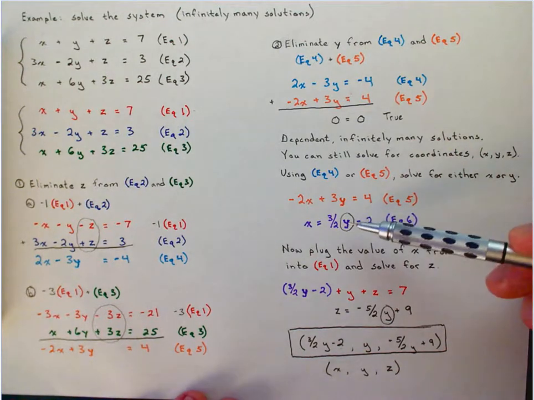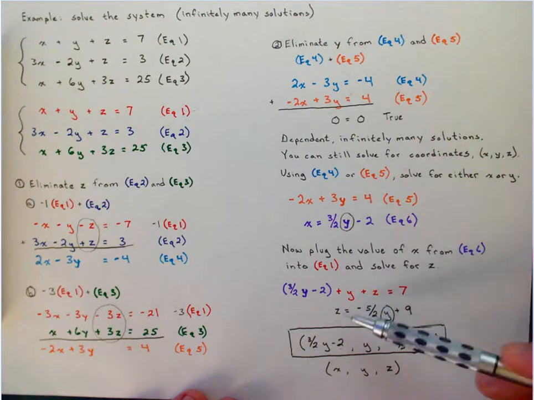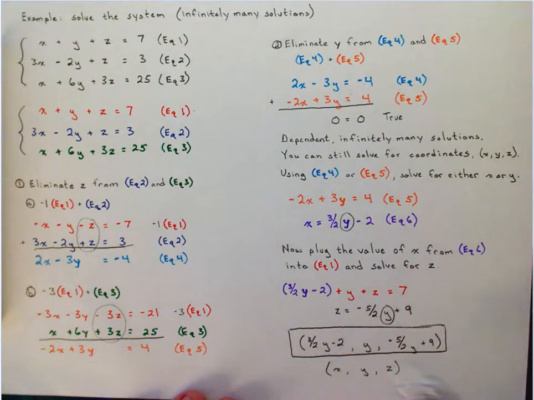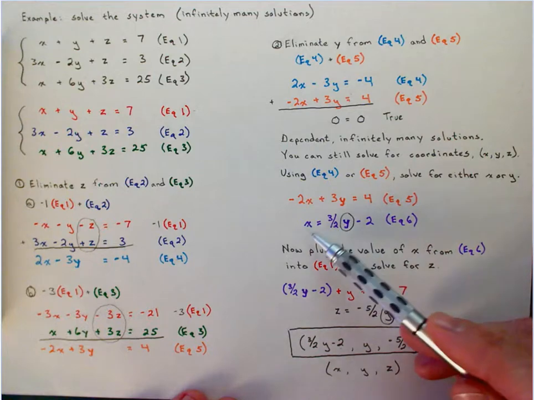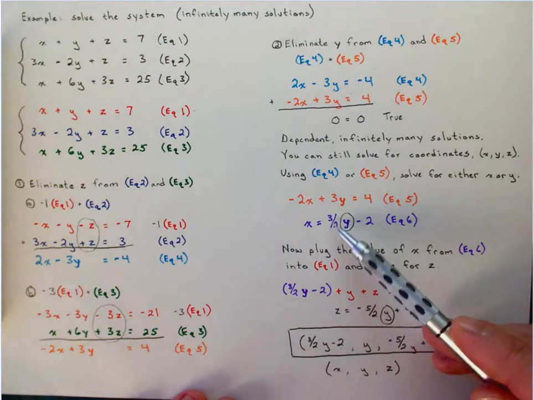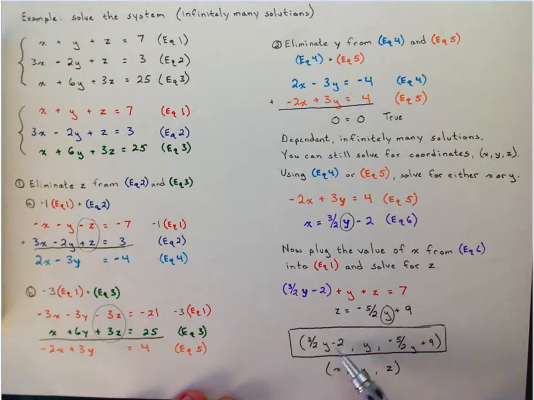See, I have y in my equation for x. I have y in my equation for z. Y will just be y written as a coordinate. But x will not be just written as the value x. It'll be written in terms of y. X will be written as 3/2 y minus 2. And z will be written as a negative 5/2 y plus 9. Meaning that whatever I choose to be my y value, 0, 1, negative 4, I can then find the subsequent x and the subsequent z values based off of that y value. And this is x, this is y, this is z.